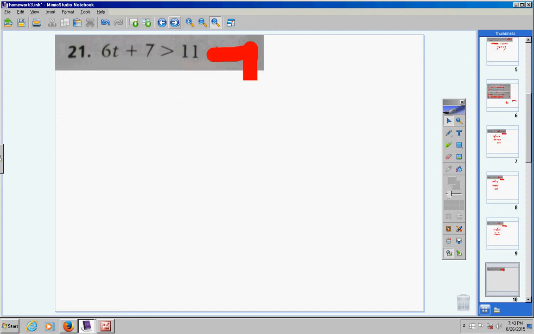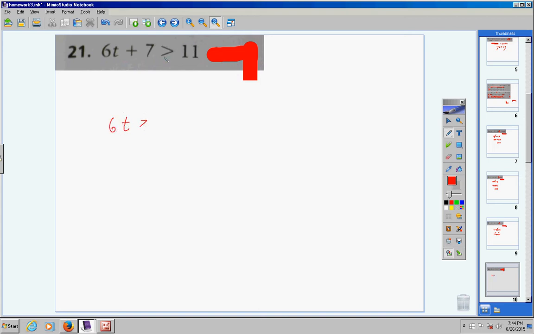Alright, moving on to numbers 21 through 29. The directions say to solve the inequality. Now I would like us to solve the inequality and also graph it quickly on a number line, okay? So here we go. First of all, step 1, simplify both sides, nothing I can do. Step 2, eliminate fractions and decimals, nothing I can do. Step 3, move your variable terms to one side and your constant terms to the other.